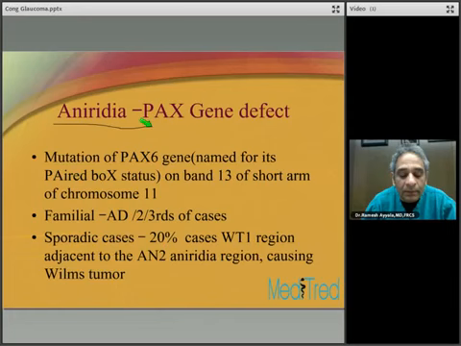Weil-Marchesani syndrome is an autosomal dominant disorder associated with this ADAMTS10 gene mutation. Some patients are autosomal recessive, and they are associated with this FBN1 gene mutation. They're associated clinically with microspherophakia, which is how the patient typically is seen in the eye clinic.